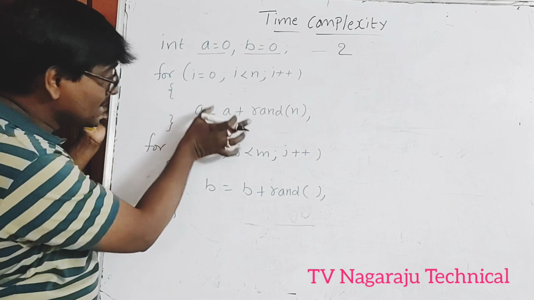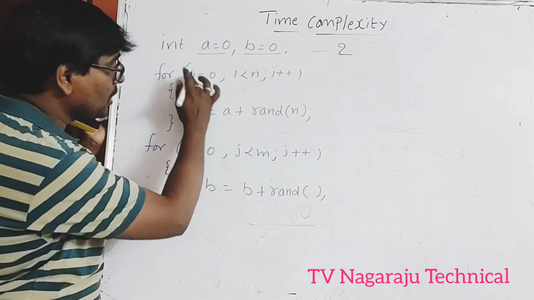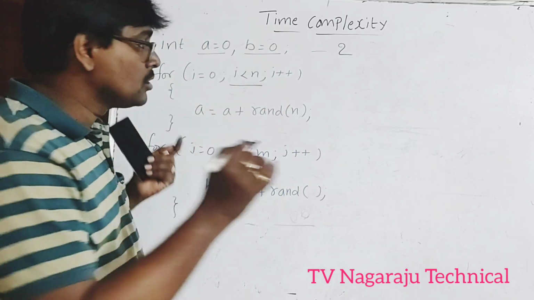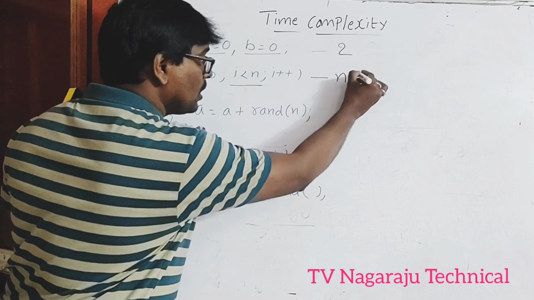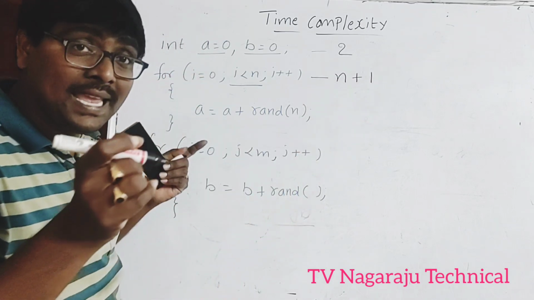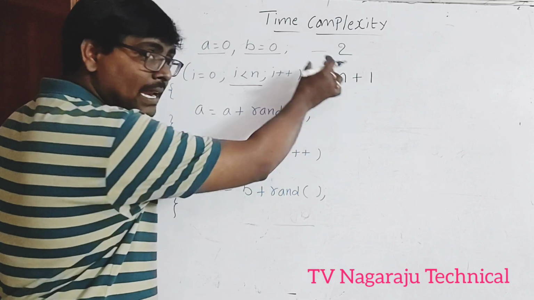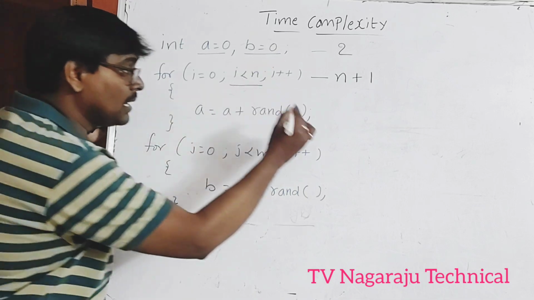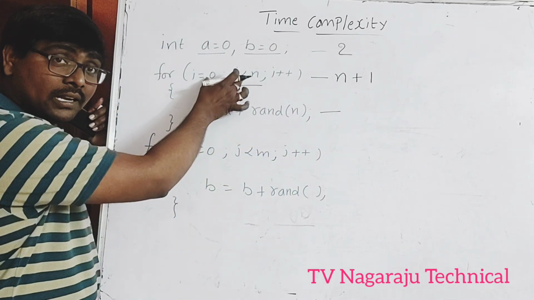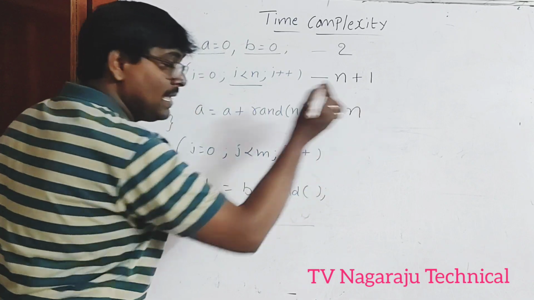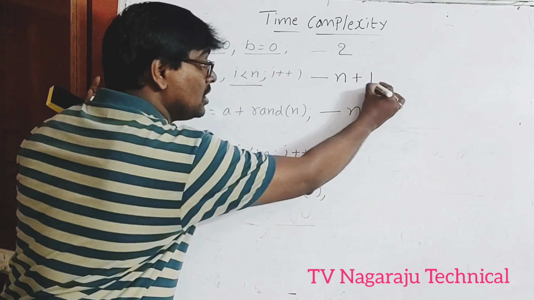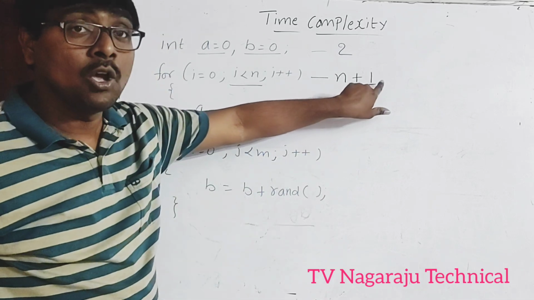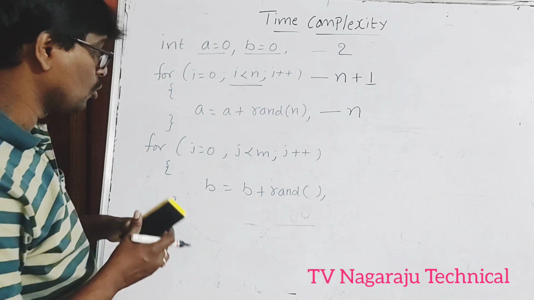Now, coming to this for loop, how many number of times is the loop executed? Up to I less than n. So here the loop condition is evaluated n plus 1 times. So why n plus 1? For all the n number of times the condition is true, it enters inside the loop. That means the statement written inside the loop is executed n number of times, and this condition is evaluated n plus 1 times. Why? n times for the true case, and 1 for the false case also.